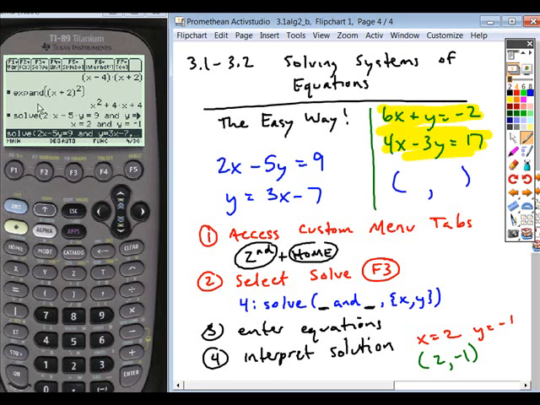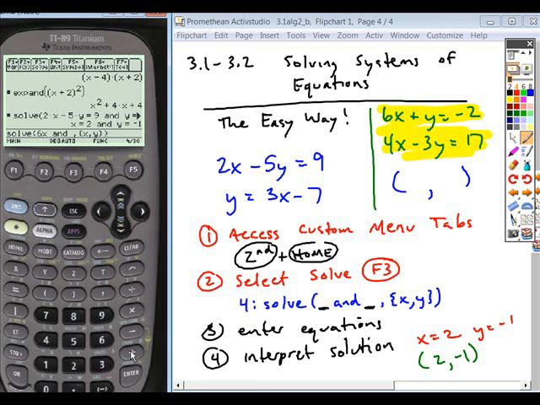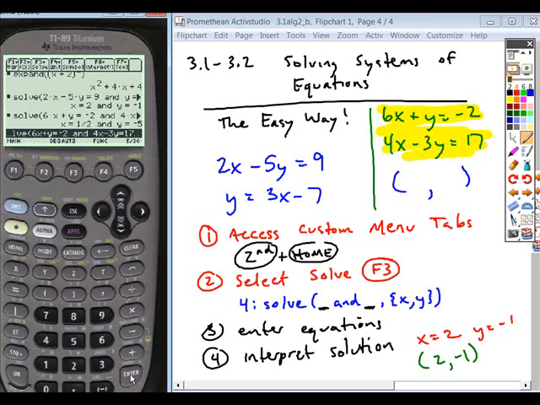And again, in your custom tabs, choose the system solver template. Move back and type in your equations. 6x plus y is equal to negative 2. Move your cursor to right before the comma. 4x minus 3y is equal to 17. Hit enter, and you get your solution. Your x coordinate is 1/2. Your y coordinate is negative 5. There's your answer, and you are done.